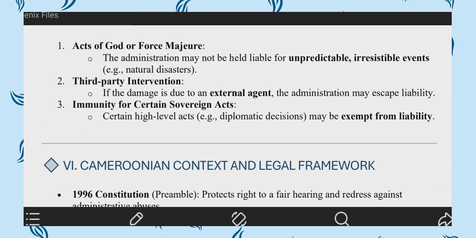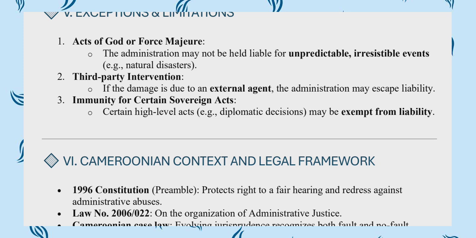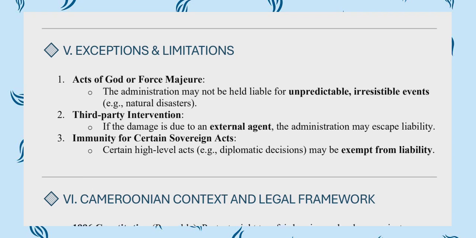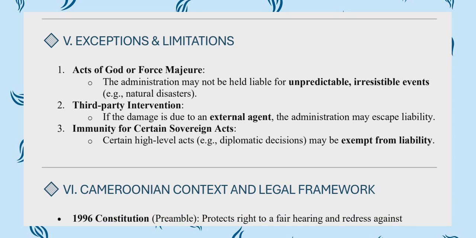But even when it comes to you proving, when it comes to the administrative court, like I said, you have to prove, but there are still exceptions. There are some things that are caused by what is known as force majeure. Force majeure is a legal term that refers to an act of God: things that occur by nature. We call them acts of God, and in law we call them force majeure.